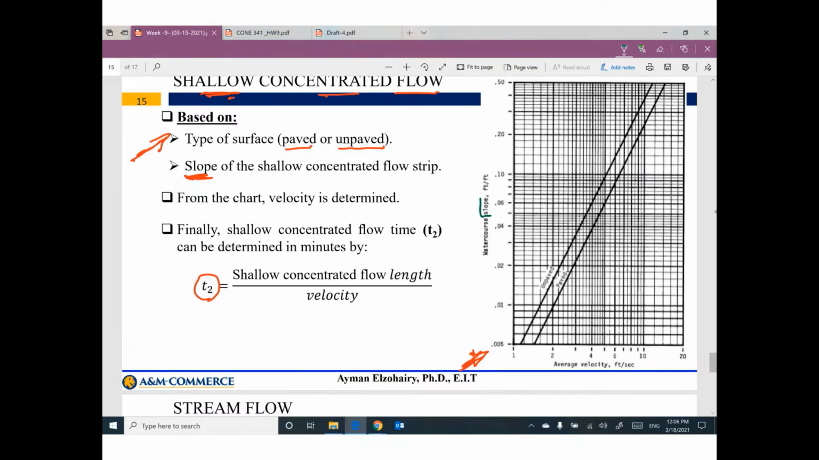Based on the slope, for example, 5%, I go horizontally, and your surface is unpaved, I will go down to figure out the velocity of flow. Your velocity of flow is determined, for example, 4 feet per second. I'm not looking for velocity. I don't care about the velocity of the flow. My concern is how long. Based on this velocity and the shallow concentrated flow length, how long will it take to finish this flow? Divide this length by this velocity from this chart, and I can figure out the time T2. For example, let's do an example.